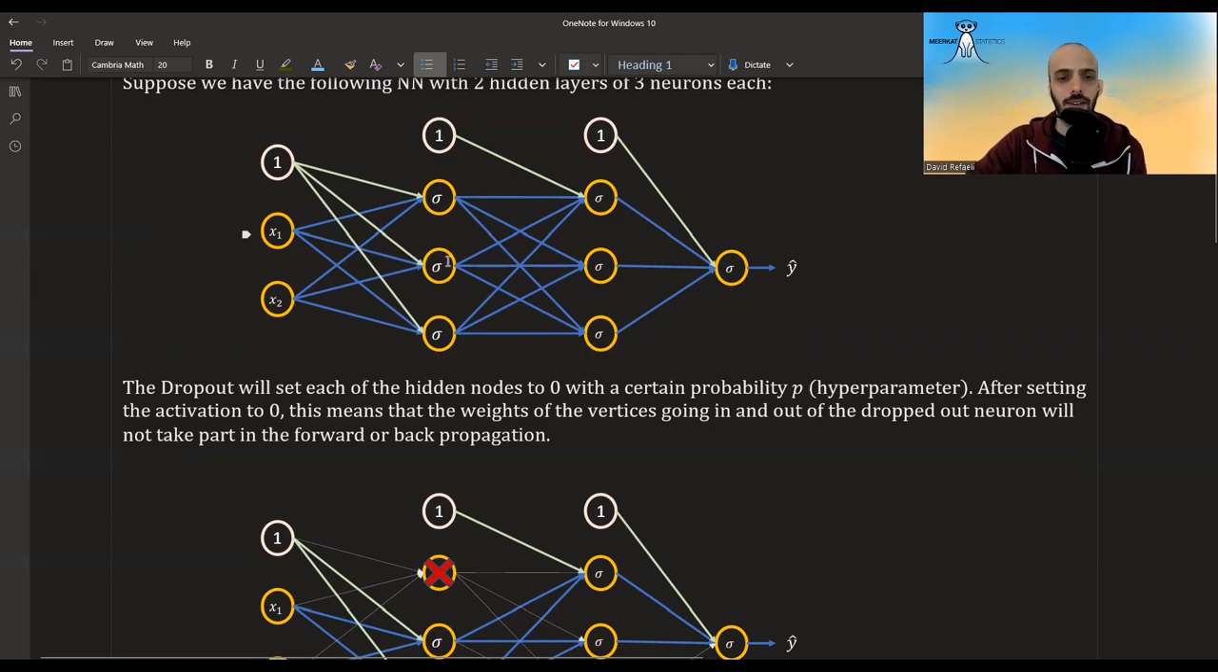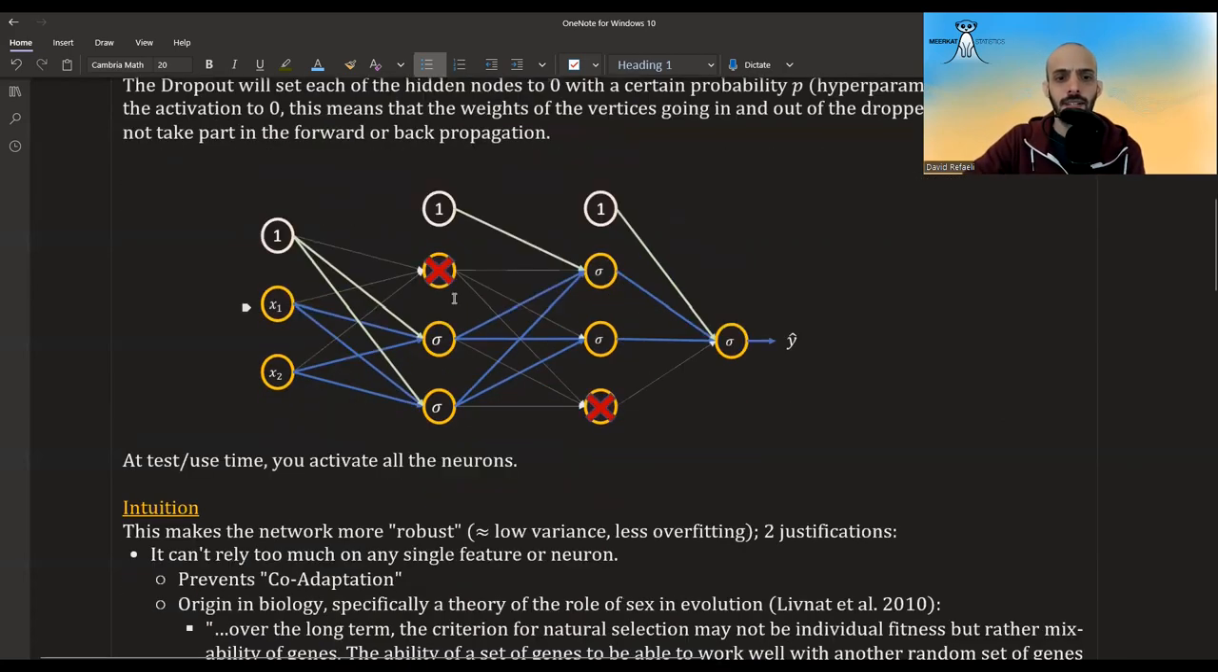In each training round, in each training batch, different neurons will shut down and the other neurons will train regularly, but these neurons and their associated weights will not train. They will be fixed as they were before. Let's say in a certain round, this neuron is shut off, this neuron is shut off, and all their associated connections shut off. So when training, the loss will not propagate through these connections, right? Because the results here will be zero. The function will not depend on these results.